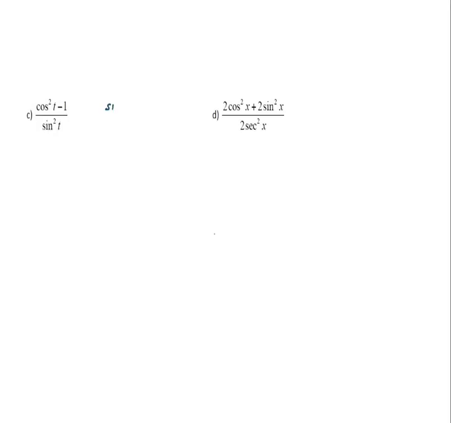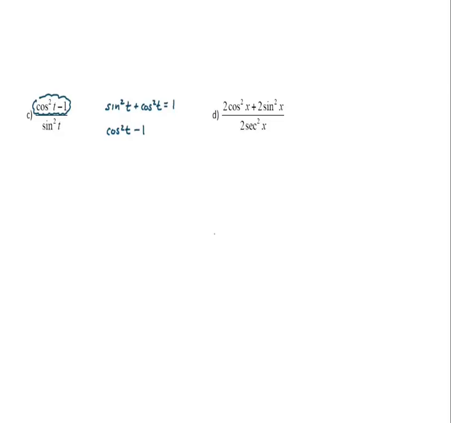So if you take a look at example C, looks like it has a little bit more going on. I have cosine squared of t minus 1 in the top and sine squared of t in the bottom. So what I'm going to do here is rewrite that trig identity that we identified already: sine squared of t plus cosine squared of t equals 1. What I'm going to do is try and rearrange that so that it looks exactly like the numerator of my original expression. So I'm basically going to take that identity and move some terms around to make it the same as the numerator so that I can substitute.